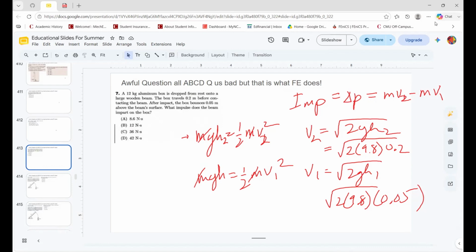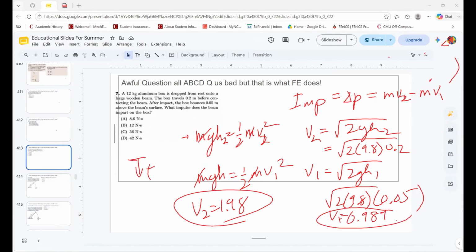We just have to solve this one. 2 multiplied by 9.8 multiplied by 0.2 is about 1.98, so V2 equals 1.98. Then we do the same thing with 0.05, which gives about 0.98.